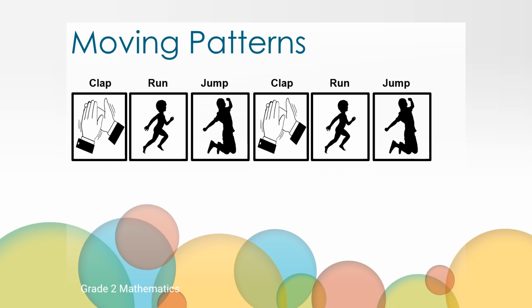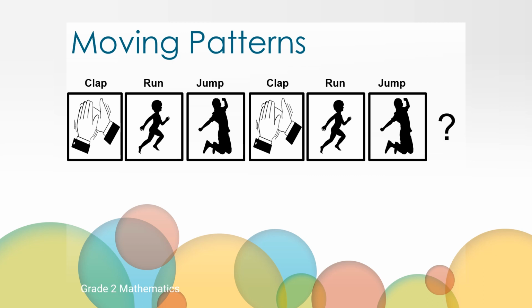Let's review what we know about repeating patterns. Patterns are units of objects, or in our example today, actions that repeat over and over. Which actions did we repeat over and over? That's right. Clap, run in place, jump. We call this the core of our pattern. Once we identify the core, we can use it to help us identify what would come next.